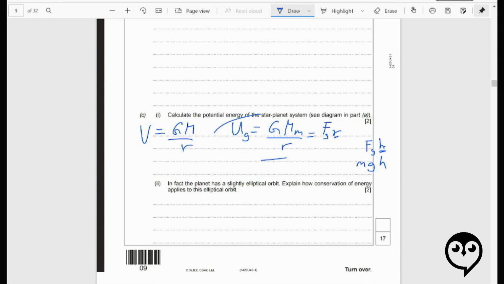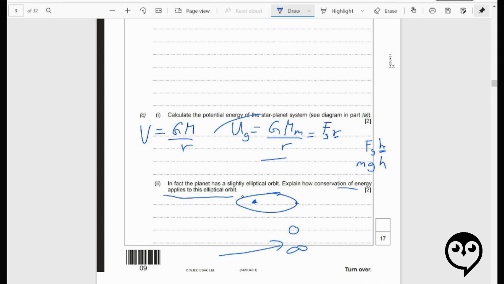In fact, the planet has a slightly elliptical orbit. Explain how conservation of energy applies to this elliptical orbit. We know that when this planet is at its aphelion, that is furthest away from the sun, it will have a slower speed. It'll have a lower kinetic energy but higher potential energy, because remember that going out to infinity gives us a potential of 0. So the further we are away, the less negative we are. It will have a greater potential.